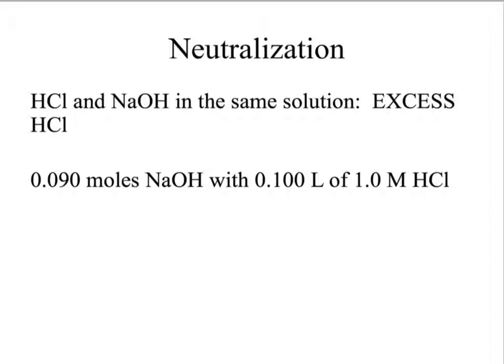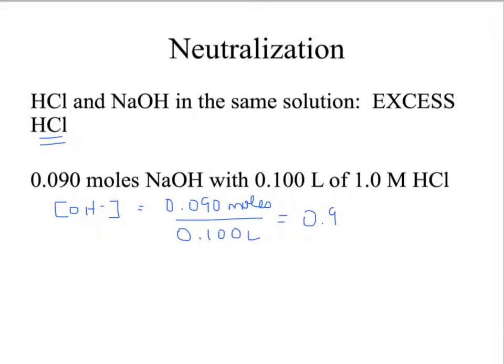What we're looking at right now is if we take acid and base and we mix them together in the same solution, except we have more acid than we have base, what happens to the solution? Is this a low pH, is this a high pH, or is it neutral? So we can figure all of that out if we know how much is added. So here we have sodium hydroxide, and we know the number of moles. So our hydroxide ion is going to be equal to 0.090 moles divided by 0.100 liters. So our concentration of hydroxide is 0.90 molar.